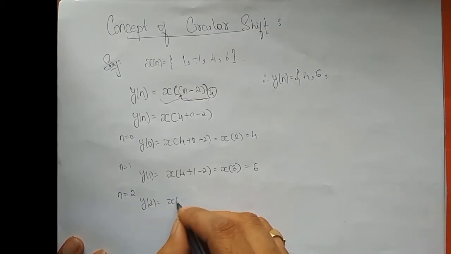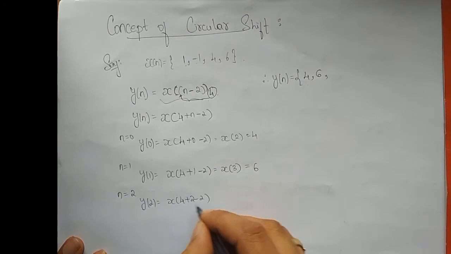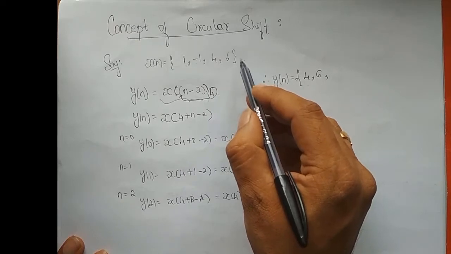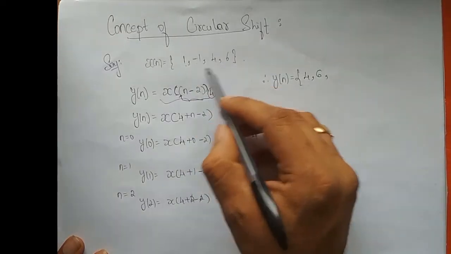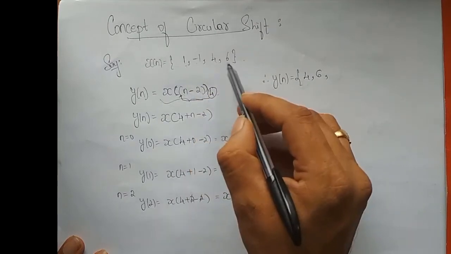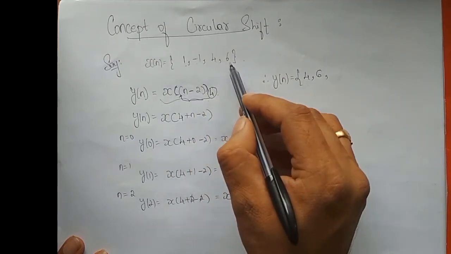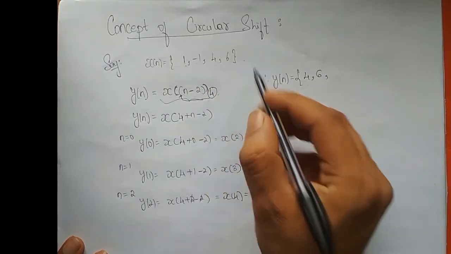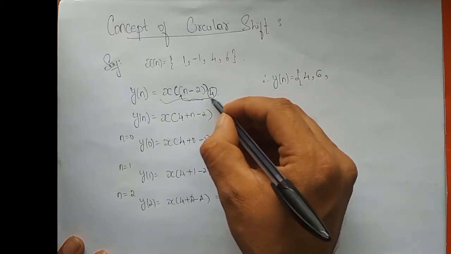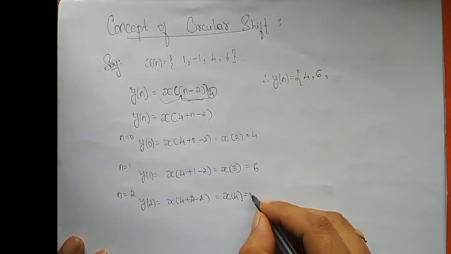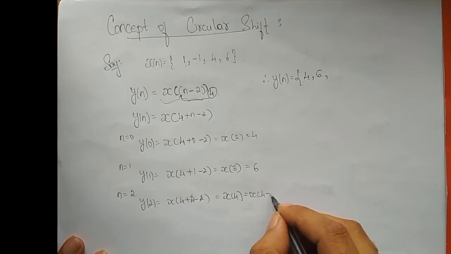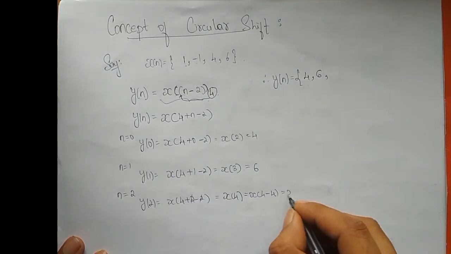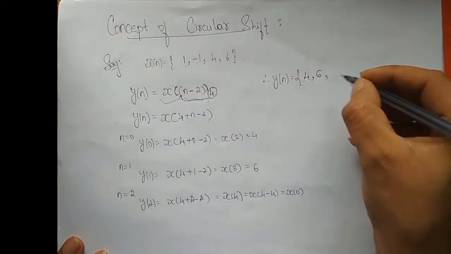y of 2 is x of 4 plus 2 minus 2. So these 2 cancel out, I end up with x of 4. But what is x of 4? We don't have x of 4, right? So we went out of range. We have still x of 0, 1, 2, 3, right? x of 4 is not there. If the range reaches out of this length, what you do, you subtract the length of the sequence, which is 4 here. So x of 4 minus 4. Why did I subtract 4? Because it reached out of this length, right? This is equal to x of 0. And what is the value of x of 0? x of 0 is 1.